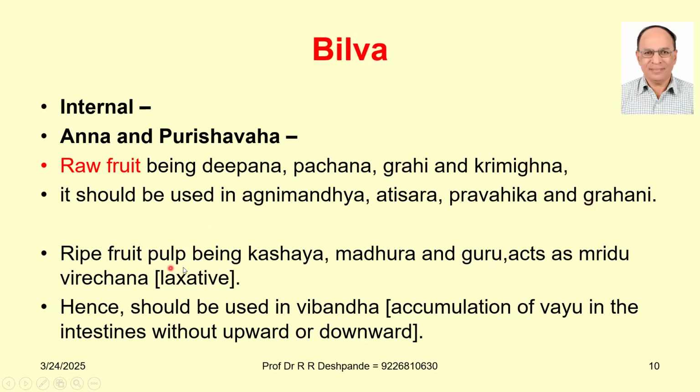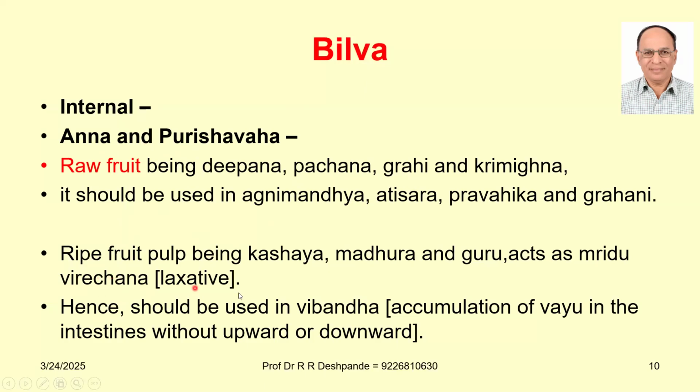Bilva ripe fruit pulp is astringent, sweet, and heavy to digest, so it is a little bit mrudu virechana. Can you see the difference? Raw fruit is grahi. It is stopping the loose motion. But ripe fruit is used whenever there is constipation. So, my dear friends, you must note these points. I am repeatedly telling you, maximum time bilva raw fruit is used, especially in the bilva leh.